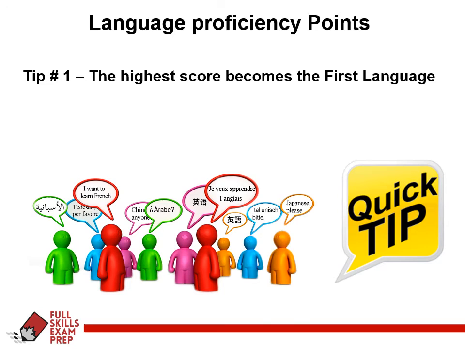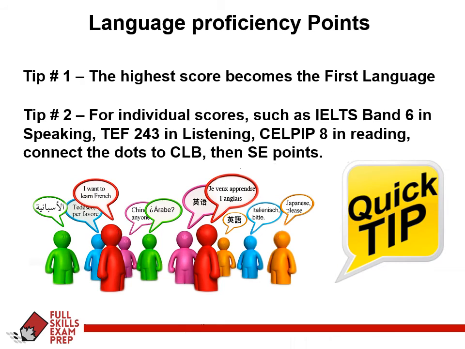And I've got a couple tips for you as well. So remember that the highest score becomes the first language, because that way, obviously, the person would get more points. And the second tip is you're going to have to connect the dots in a lot of questions. In a lot of the simulation questions that we give you with the books, you have this sort of method. In this one, of course, we're just saying CLB 8, CLB 6, but really it's a good idea to learn how to connect those dots. So if someone gets an IELTS band 6, what is the CLB? How many points is the CLB worth in the self-employed category for this one?